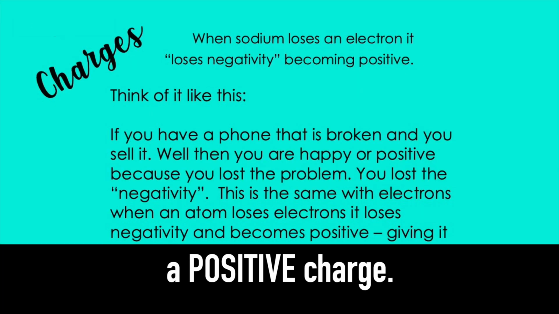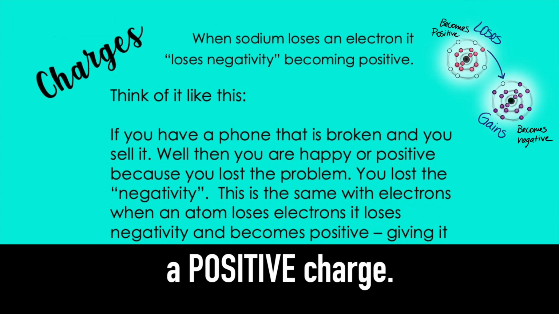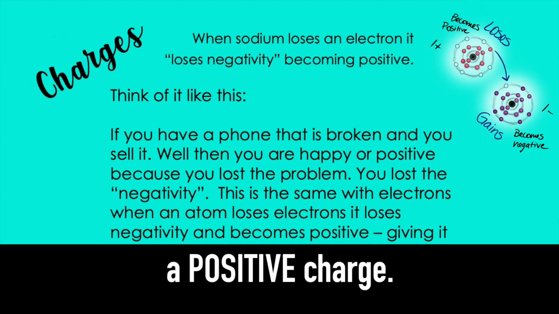So when sodium loses an electron, it loses negativity, becoming positive because it lost electrons and they're negative. If you think of it like this, if you have a phone that is broken and you sell it, then you are happy or positive because you lost the problem, which is the electron. You lost negativity, and this is the same with electrons. When an atom loses electrons, it loses negativity, becoming positive, giving it a positive charge.